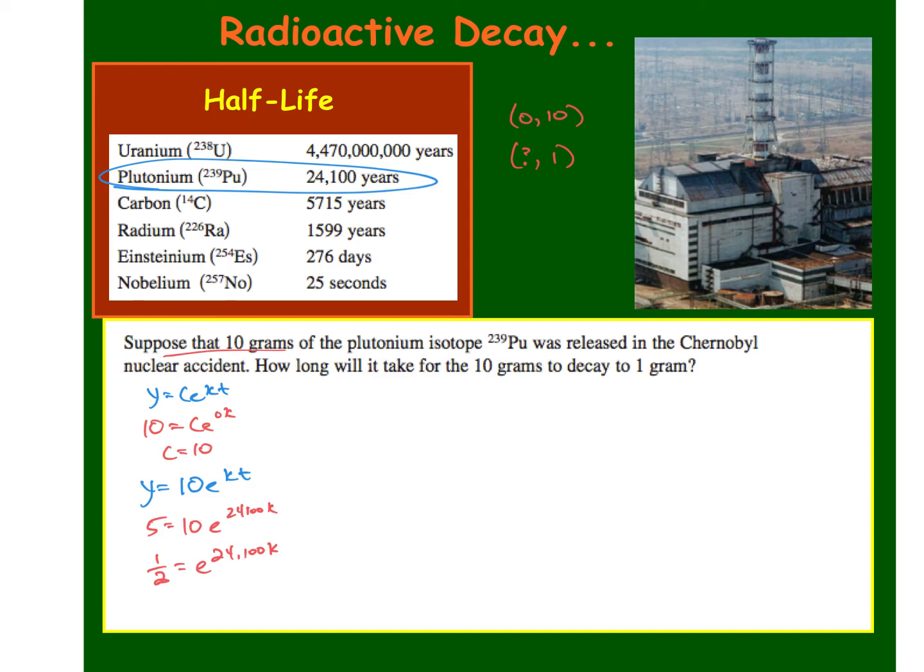Divide by 2, 4, 1, 0. There it is. So k is equal to natural log of 0.5 over 24,100. All right. And I've actually had some students that jump there, and that's fine by me. I usually try to have them jump there because I think it makes more sense. So then I end up having y equals 10 e to the k of natural log of 0.5 over 24,100 t.